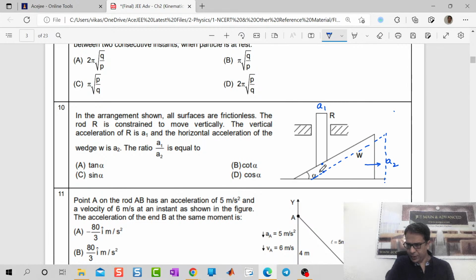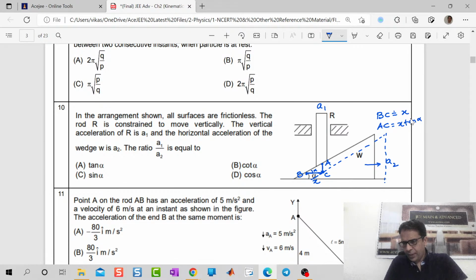Then the rod R will come down by this distance, and this distance is x. Once it moves, this point will be right below the rod. So point A will move to the right, and point B will come right below the rod R. We just need to understand what is this distance AC. Given BC is x, what is AC? Well, this angle is alpha, so AC would be x tan alpha. AC will be x tan alpha.